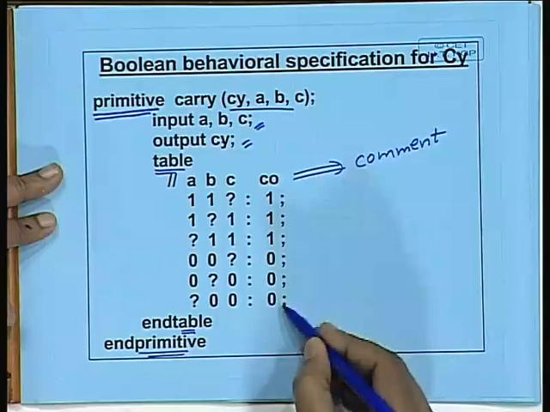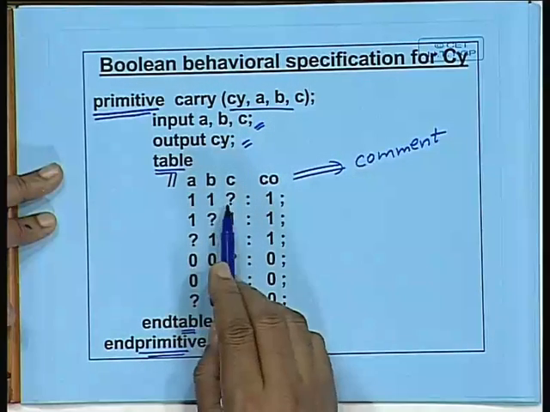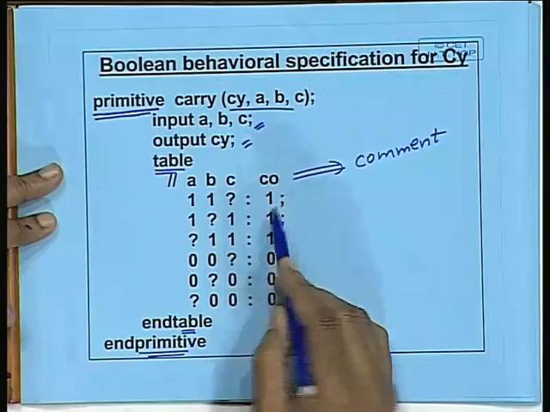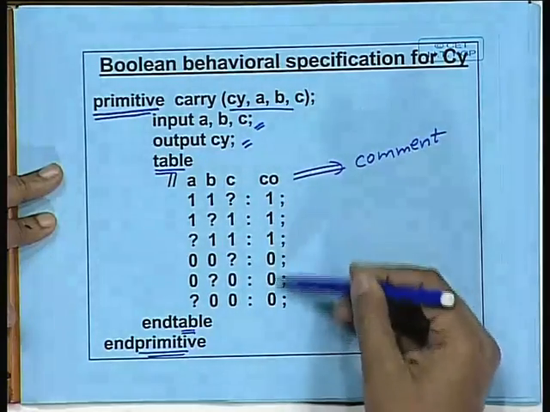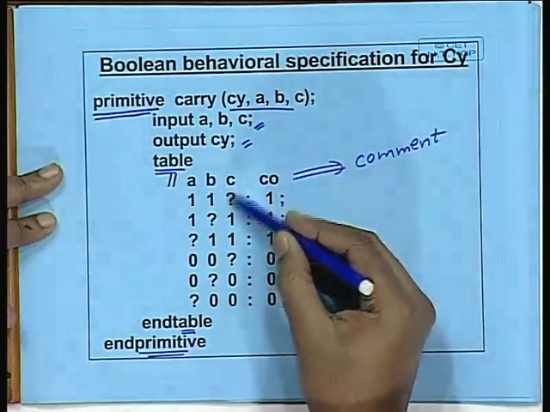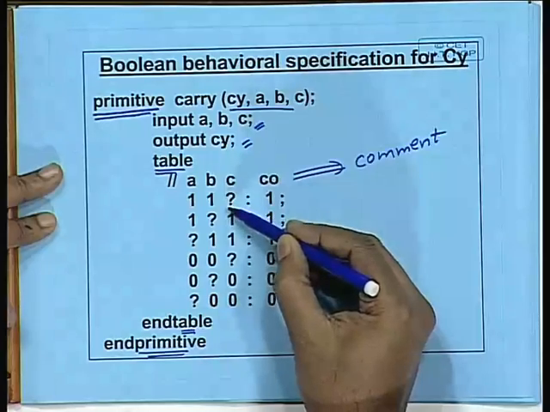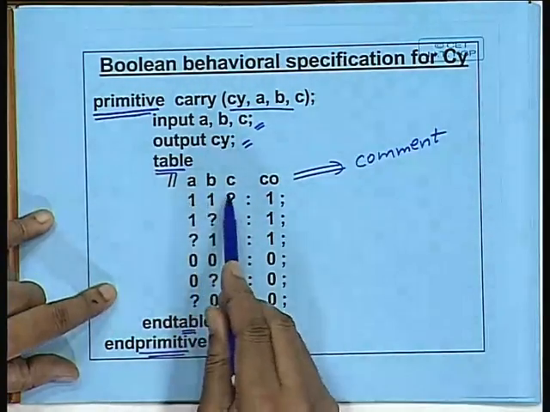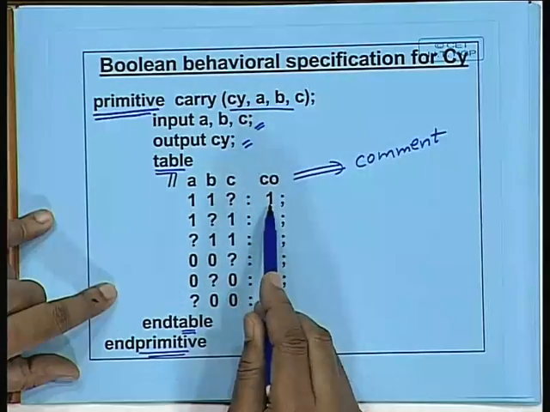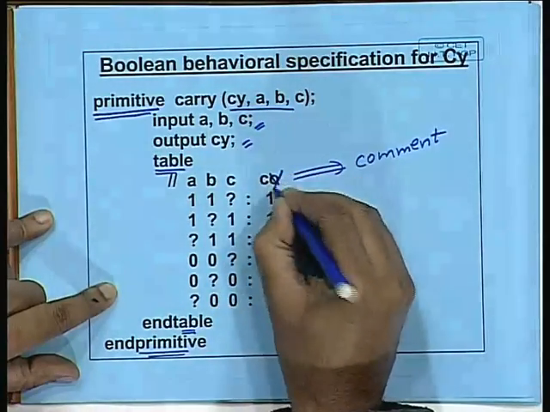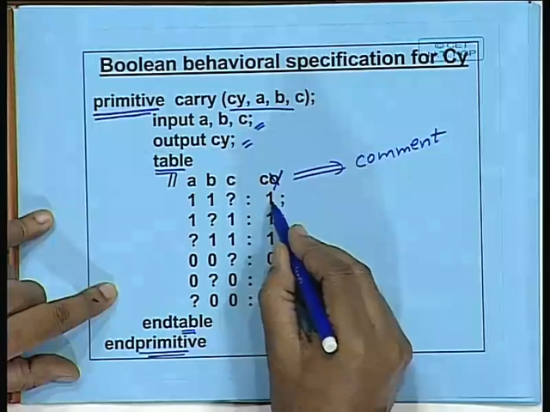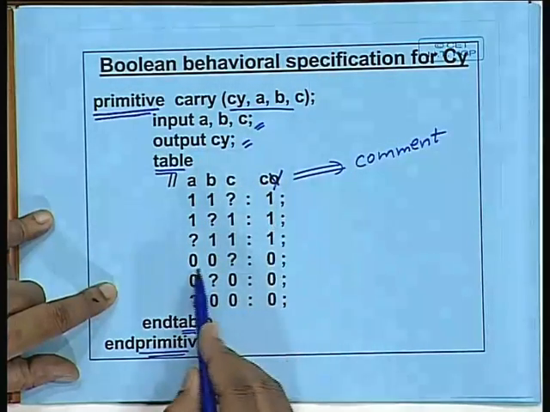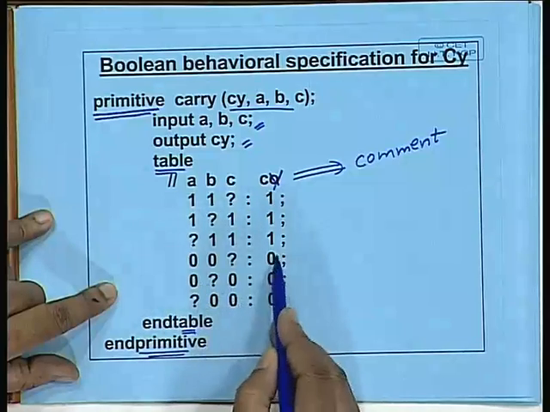Just look at the other lines. First you specify the inputs, then a colon, then the output, followed by a semicolon. So, this can be an incompletely specified truth table. You can see there is a question mark, which means do not care. This says if A and B are 1, C is a do not care, then the carry out will be, sorry, this should be CY. Carry out will be 1. Similarly, if A and C are 1, B do not care, then it will be 1. If 2 of them are 0, then the output will be 0.